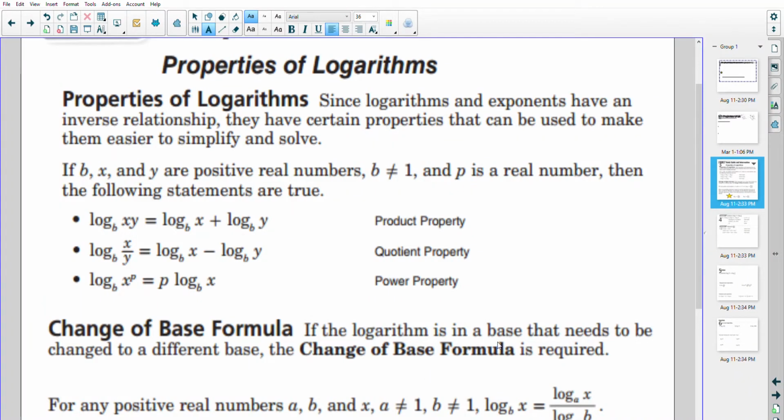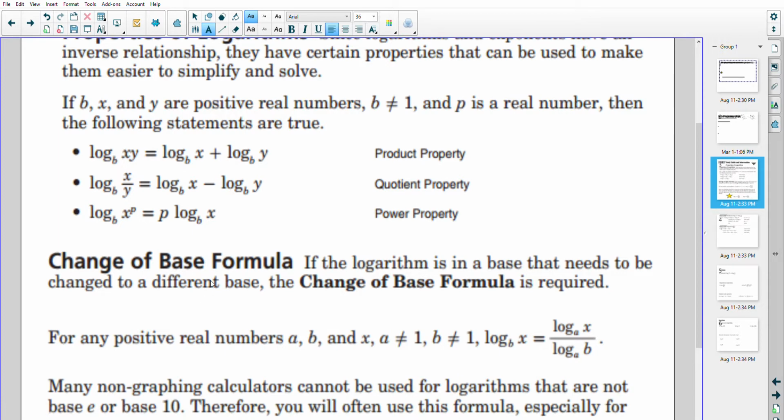I'm going to go over all the properties of the logs on this section and start with the product property. Notice that as you multiply x and y, you would break that out as the sum of the logs. Dividing, you're going to subtract the logs, and this is called the power property, where you have an exponent of your x, whatever your x may be, comes out to the beginning of the log.